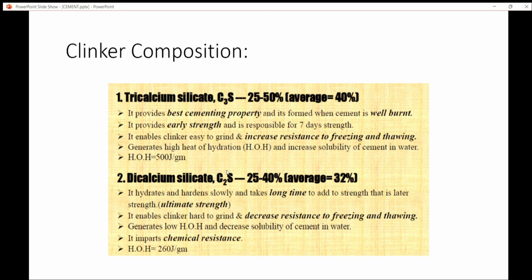Dicalcium silicate, generally denoted as C2S, is around 32% of the proportion. It hydrates slowly and takes a long time to add strength, that is later strength. It makes clinker hard to grind and decreases resistance to freezing and thawing. It generates low heat of hydration and decreases solubility of cement in water. It impacts chemical resistance, and the heat of hydration is 260 joules per gram.